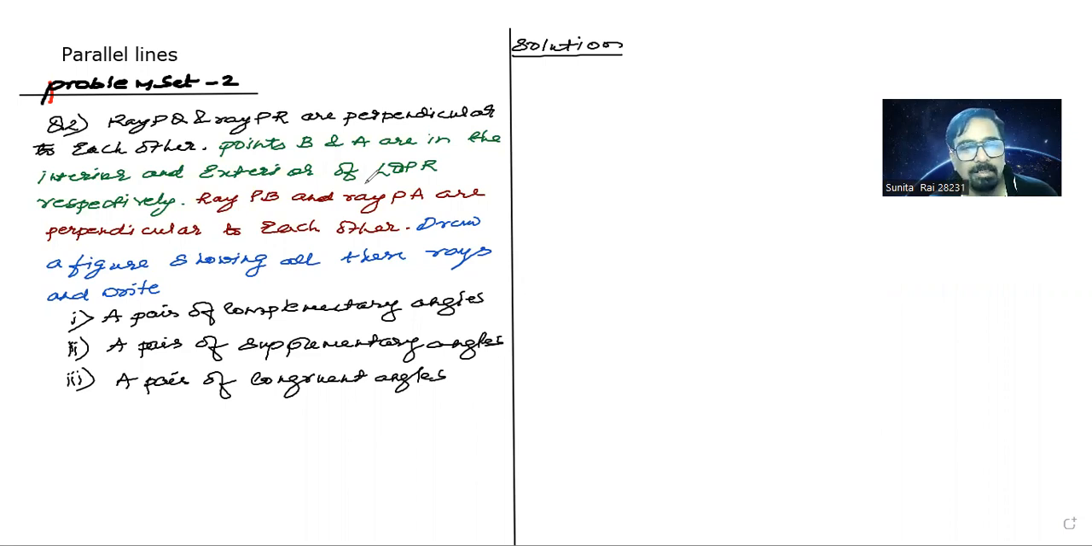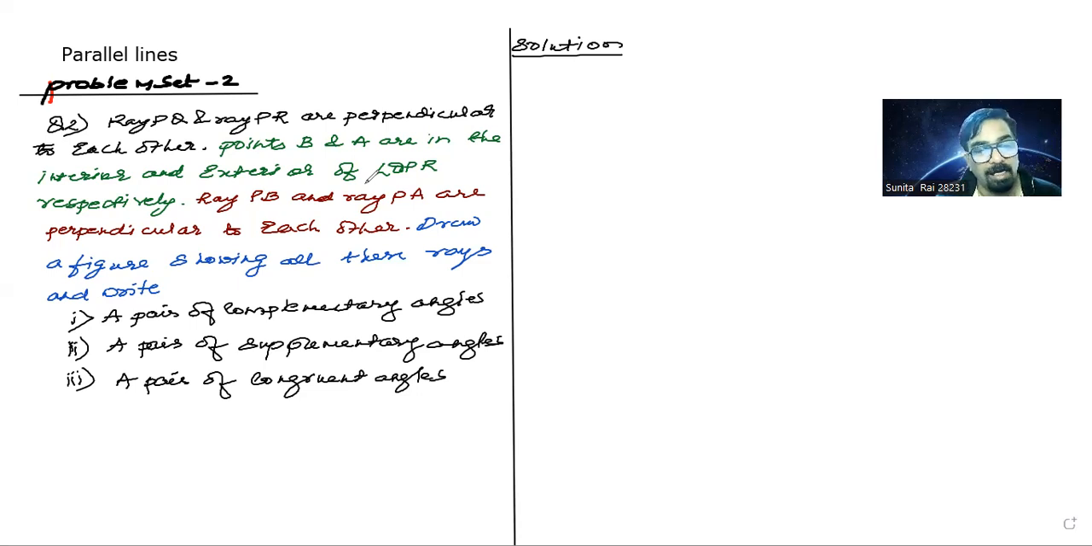We are doing the Parallel Lines chapter, Standard 9 State Board, problem set question number 2. A very important question, children, and a very simple question also. Just have a look at this. We are reading: ray PQ and ray PR are perpendicular to each other.